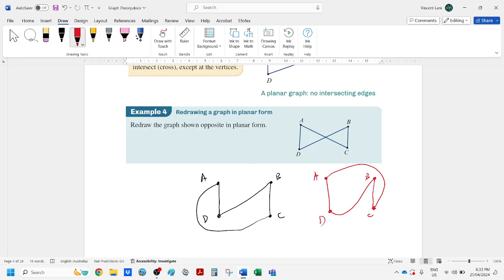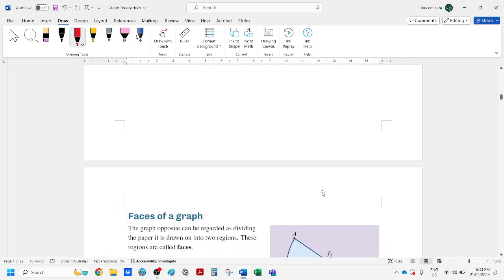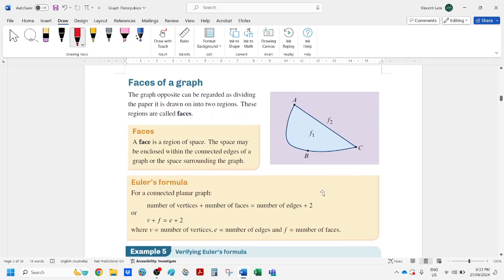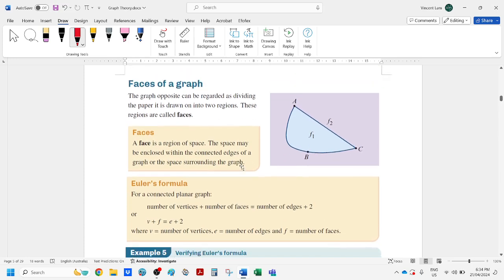All right, let's scroll down a little bit. Let's look at the next example. The next section we're looking at is something called the faces of a graph. The faces of the graph are just the regions or areas that are enclosed by the edges. The only thing you need to remember is that the outside counts as another face. So as you can see by this example, there's two faces: the inside one and the outside one. So a face is a region of space. The space may be enclosed within the connected edges of a graph or the space surrounding the graph. So that's what a face is.